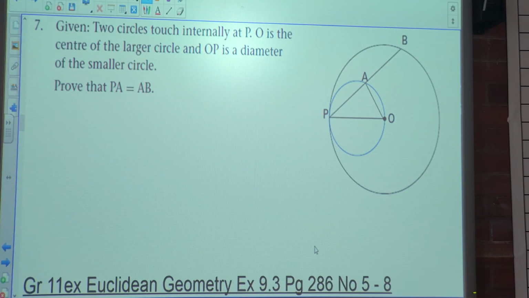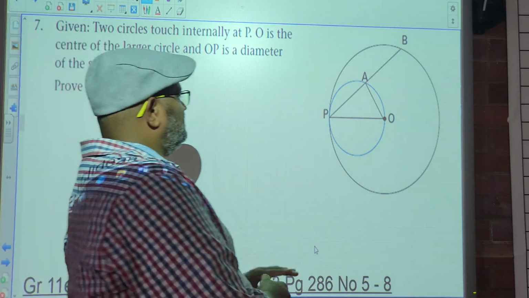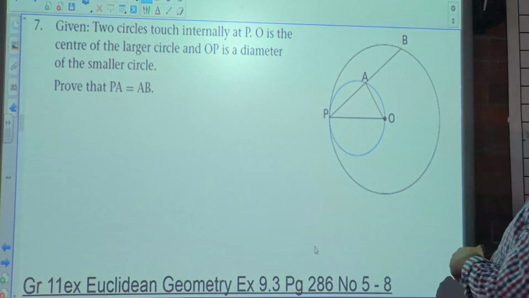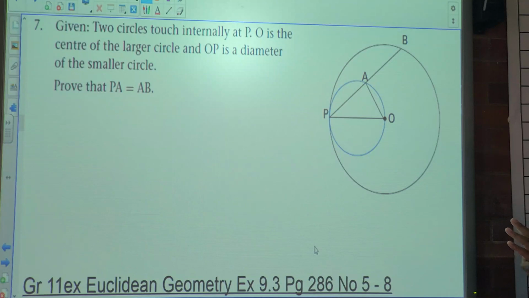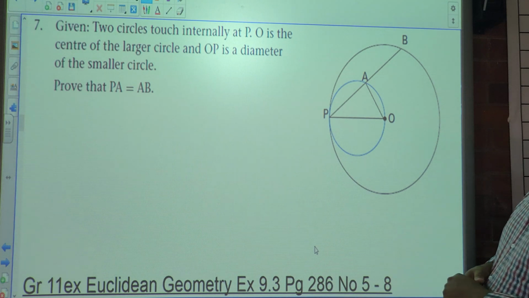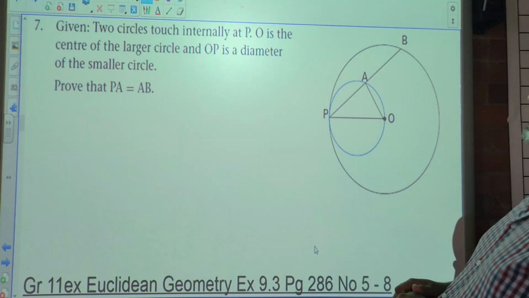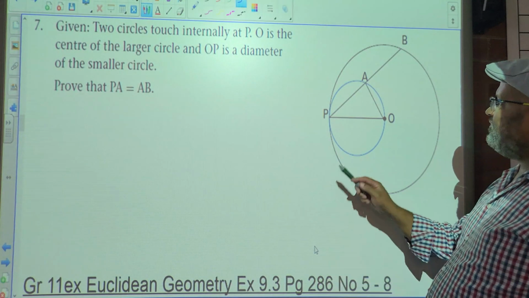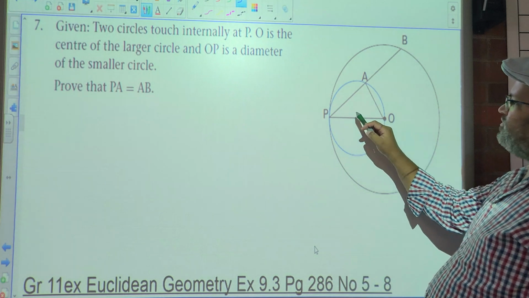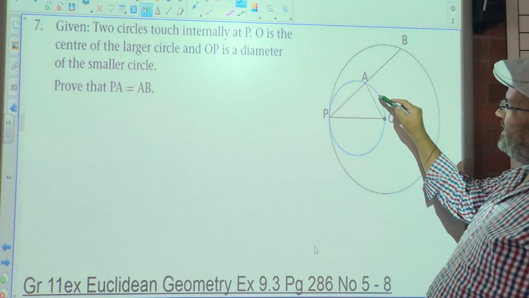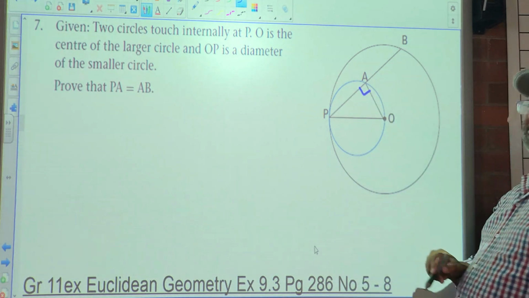Two circles touch internally at P. O is the center of the larger circle and OP is the diameter of the smaller circle. People, if OP is your diameter, then what do we know? That angle PAO is 90 degrees.